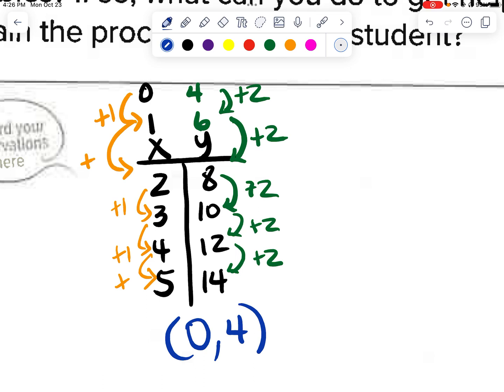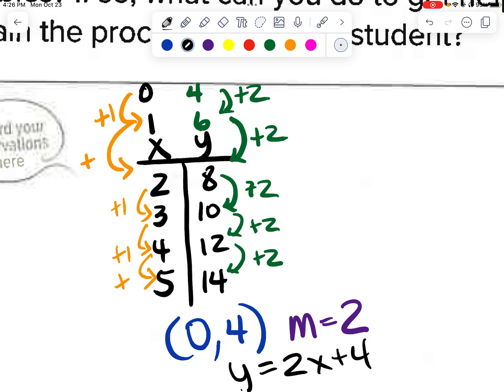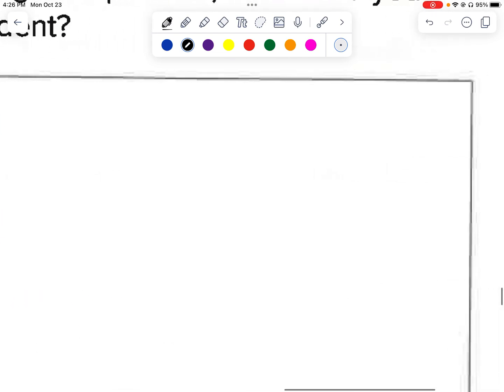So then I need to find my slope, which is 2 over 1, which is 2. So my equation is 2x plus 4. I'll do another one for you.